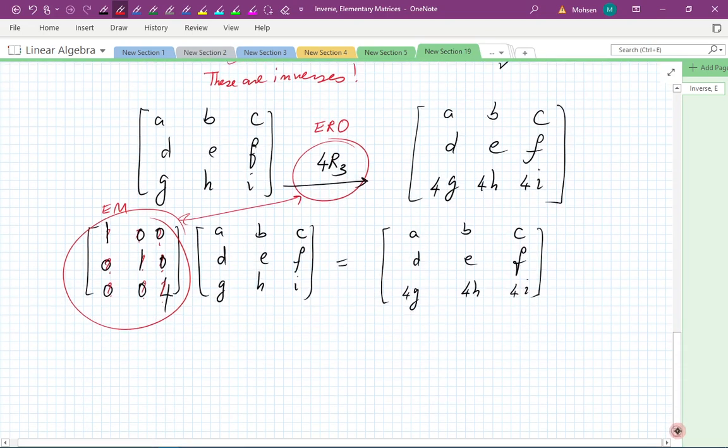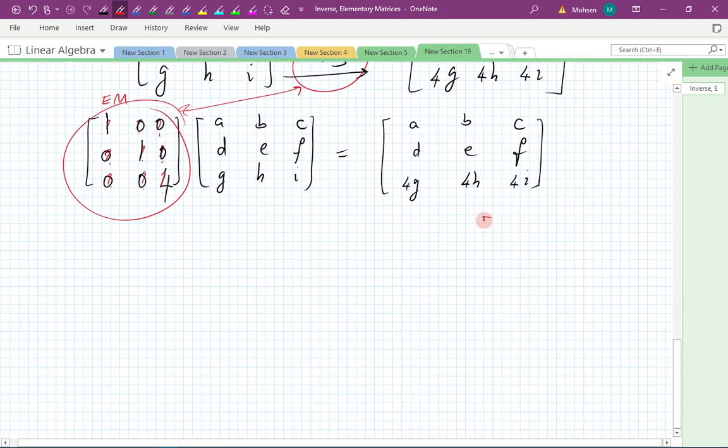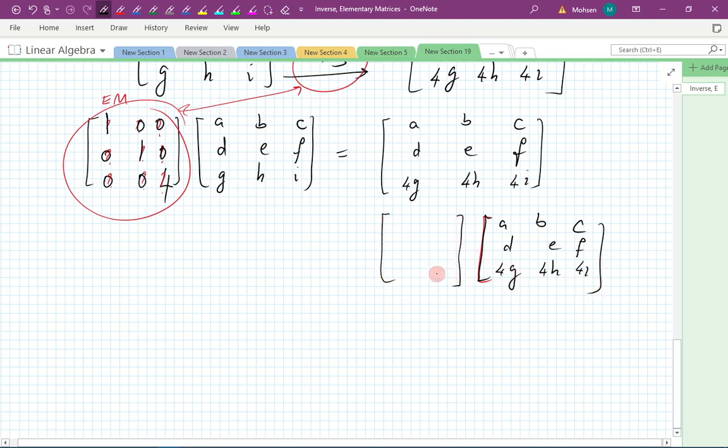Okay, so these are the same, and same question as before. If I am here with A, B, C, D, E, F, G, H, I, and I want to undo this modification so that I go back to where I was, A, B, C, D, E, F, G, H, I. So first let's talk about the operation. How do you go back?